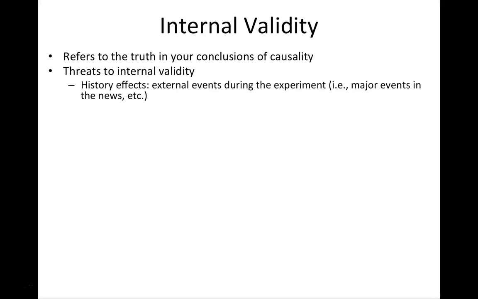So one threat is history effects, so external events that happen during the experiment. Typically we're worried about events that happen between our pretest and our post-test, or between our manipulation and our post-test, for example. So major events in the news, things that may have come out that may be different kinds of contraception, or a new public health concern that's come out. For example, some of the things that a lot of HIV researchers are looking at right now is when the availability of PrEP, or pre-exposure prophylaxis, happened in the middle of a controlled trial.